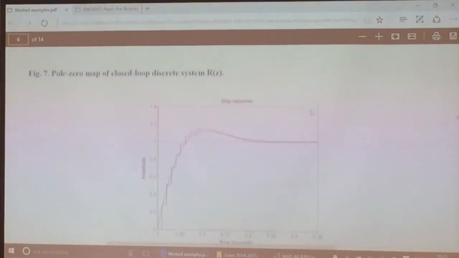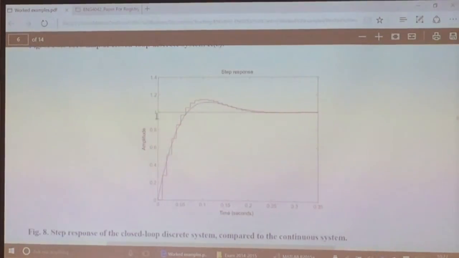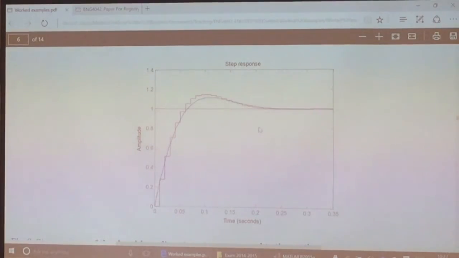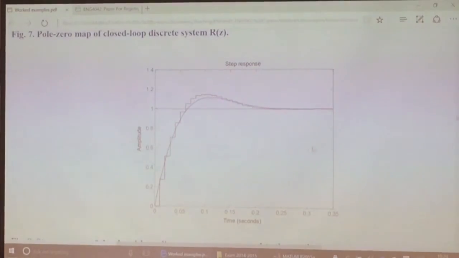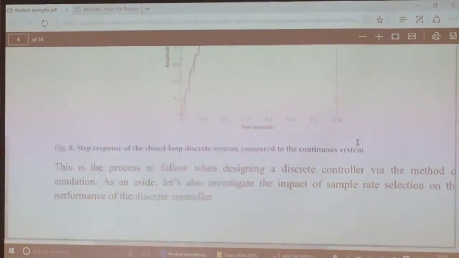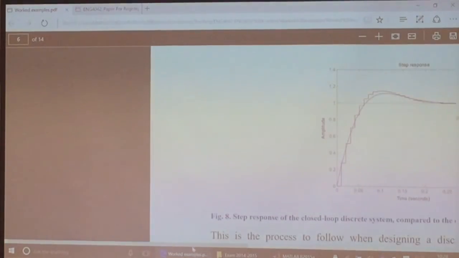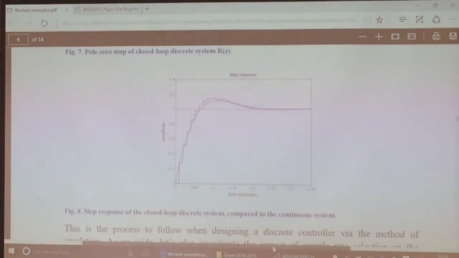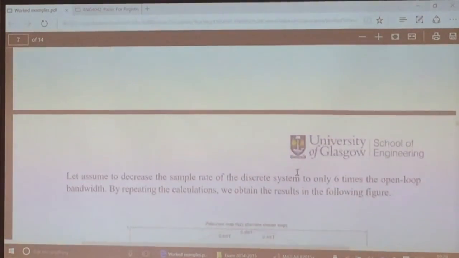And you can see that the poles are in the right place if you try to do a step response of the system. This plot is a comparison of the step response of the continuous system and the discrete one, but it is pretty much close, right? Okay, now the last thing I want to show you, and then I'll let you study this worked example yourself, is the following.